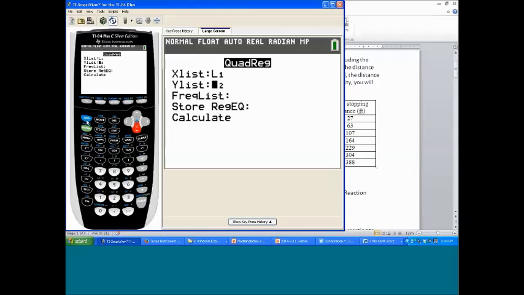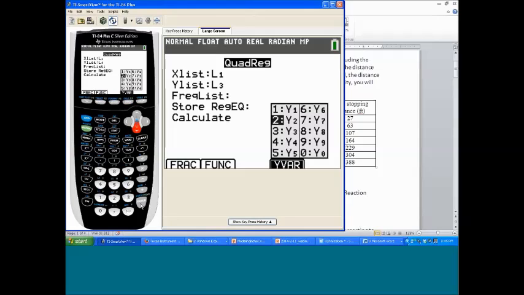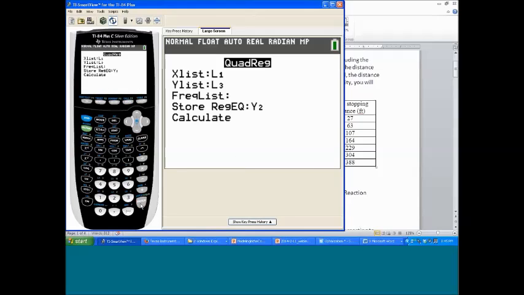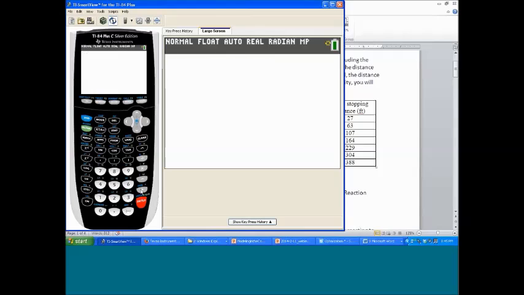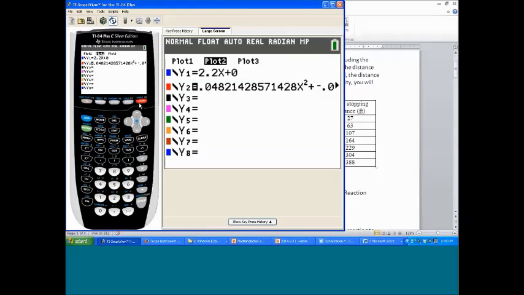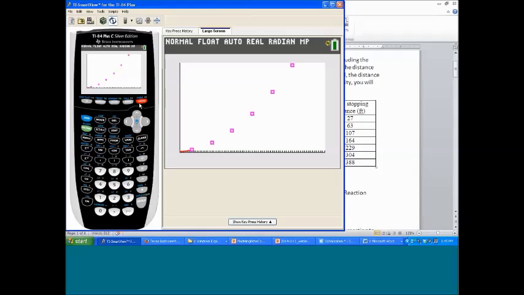And my y list is L3. And I want to store this regression equation into Y2. And there it's done. It's in my Y2, and it models it very nicely.